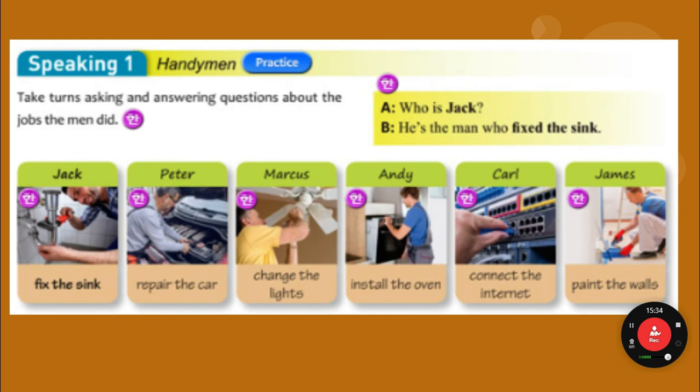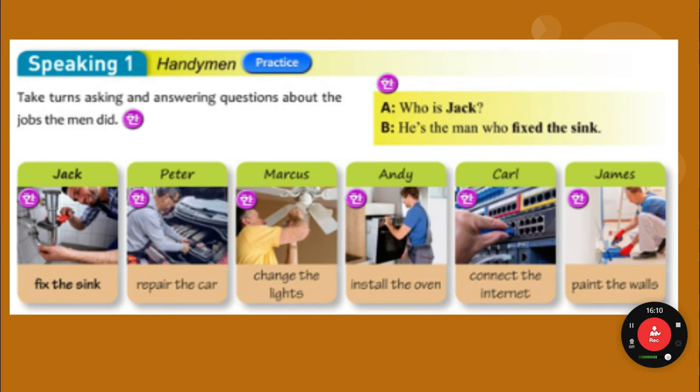Okay, listen and repeat. Who is Jack? He's the man who fixed the sink. Who is Peter? He's the man who repaired the car. Who is Marcus? He's the man who changed the lights. Who is Andy? He's the man who installed the oven. Who is Carl? He's the man who connected the internet. Who is James? He's the man who painted the walls.